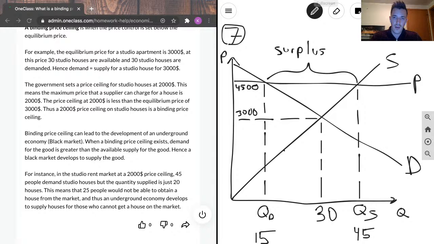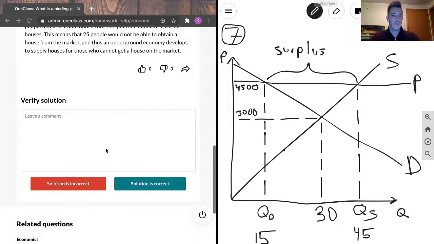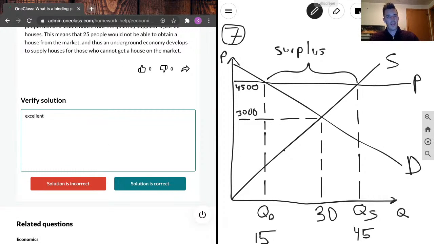So in this case, a surplus would equal the 45 supplied minus the 15 demanded to equal 30. Technically, those numbers should be the same ones from the other example. I don't think they are because I was just making it up as I went. So you'll have to forgive me. Give you guys a second to take a picture of that.